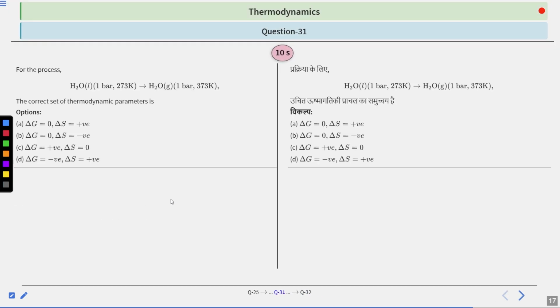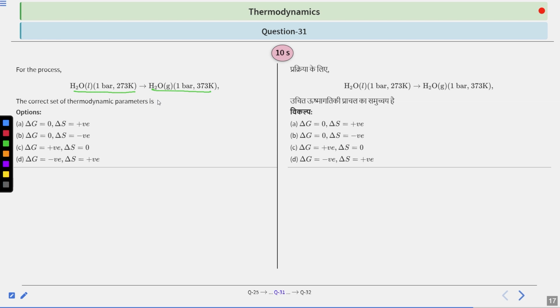Question number 31. For the process H2O liquid at 1 bar and 273 Kelvin going to H2O gas at 1 bar and 373 Kelvin, the correct set of thermodynamic parameters is. So in this process, what is happening? We are doing a transition from liquid to gas, and you have to see what the effect is on delta G and delta S. I would hint that this transition is undergoing at equilibrium, and liquid is going to gas. So these are the two hints. If you are good enough, then you can solve it easily.